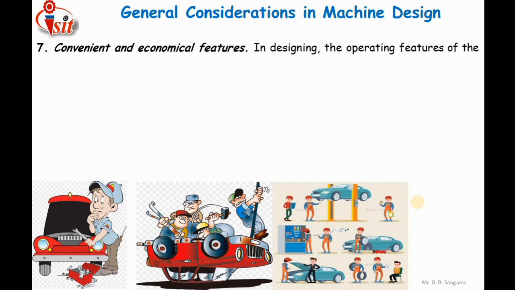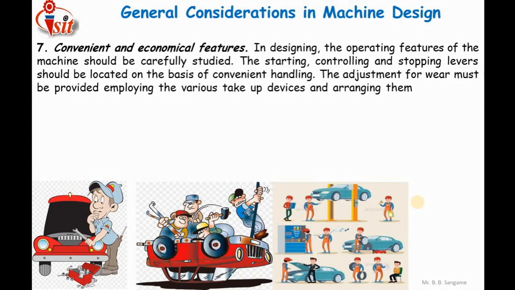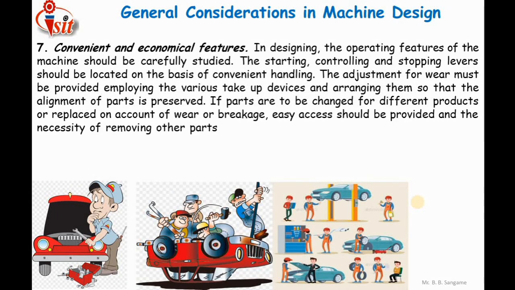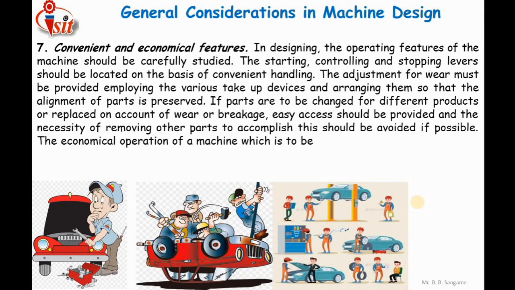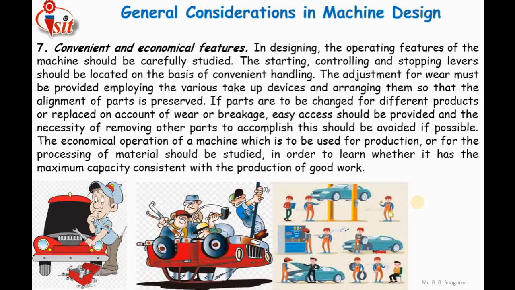Next is convenient and economical features. While designing the machine, the operating features of the machine should be carefully studied. The starting, controlling and stopping levers should be located on the basis of convenient handling. The adjustment for wear must be provided, employing various take-up devices and arranging them so that the alignment of parts is preserved. If the parts are to be changed for different products or replaced on account of wear or breakage, easy access should be provided, and the necessity of removing other parts to accomplish this should be avoided if possible. The economical operation of the machine, which is not to be used for production or for the processing of material, should be studied in order to learn whether it has the maximum capacity consistent with the production of good work.